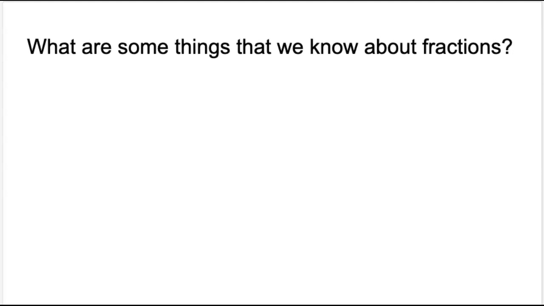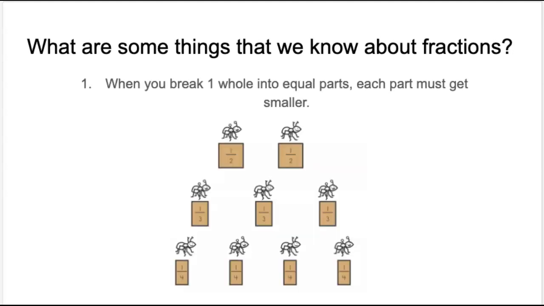Yesterday, when you were writing your observations about breaking up the ant granola bars, you were actually making some pretty cool observations about fractions. You noticed that when you break one whole into equal parts, each part must get smaller, just like we saw with the granola bars yesterday. Every time we split the granola bar up into more ants, the pieces got smaller.